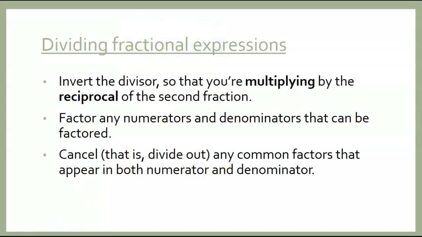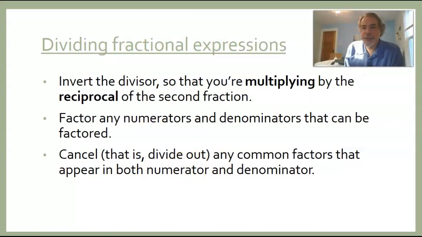So here's how this works. Dividing fractional expressions, it's just like multiplying but with an extra step at the beginning. Invert the divisor. That is, flip over the second fraction after the division sign so that you are multiplying by the reciprocal of that second fraction. Then it becomes a multiplication problem, and we treat it the way we treat multiplication problems. Factor any numerators or denominators that you can factor. Then cancel, which really means you're dividing out any common factors that appear in both the numerator and the denominator.